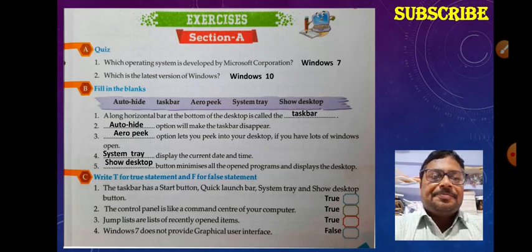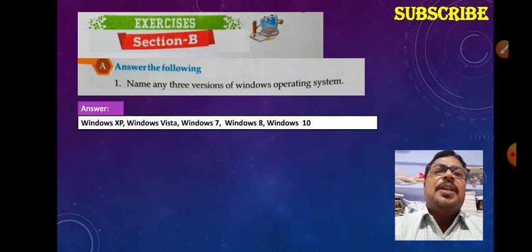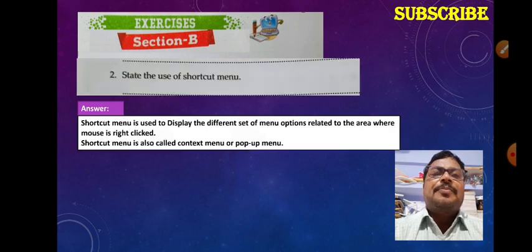Okay, dear. Now we go for the next section, section B. The question answers are given here, so I am not going to read the questions and answers. You can pause the video and see the answers. You can write them as I have given. Here any 3 versions are asked, I have given more than 3, so you can write any three of them. State the use of the start menu: I have given a precise, very easy and simple answer for you, because it will be easier to understand and learn. So you write this one.